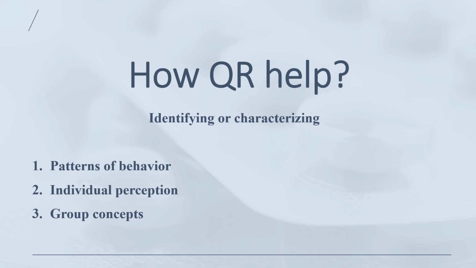Qualitative methods can do a couple of things. First is to help us identify and characterize a number of aspects of education and social science. The first is patterns of behavior, when we might look at how patterns recur in a certain population or a certain environment. They can help us understand group interaction, individual perception, and team behaviors.